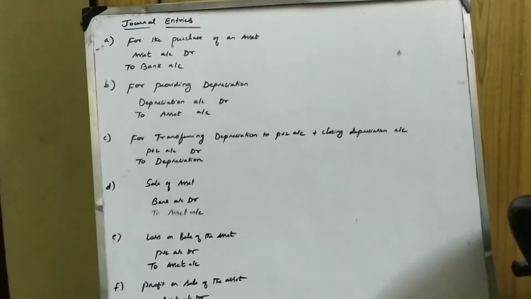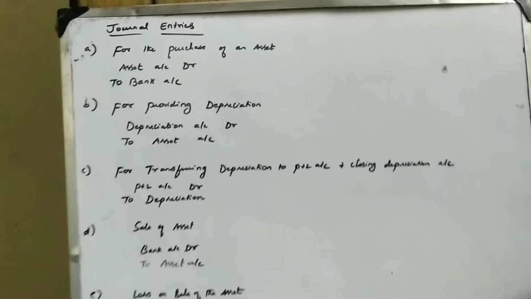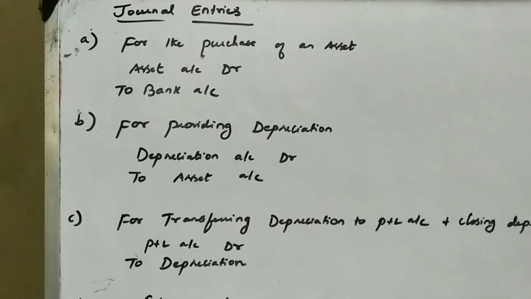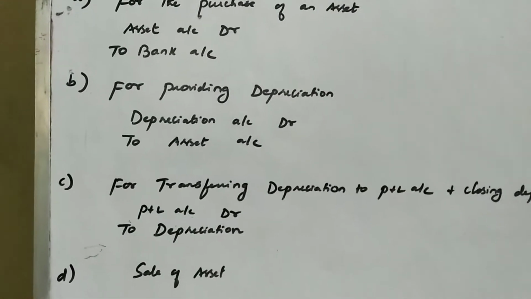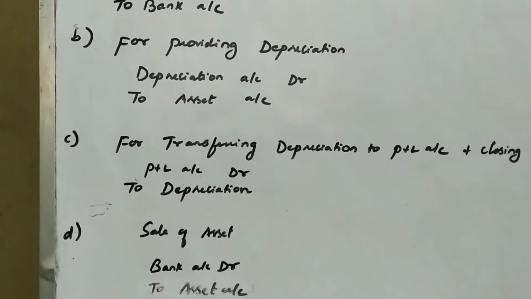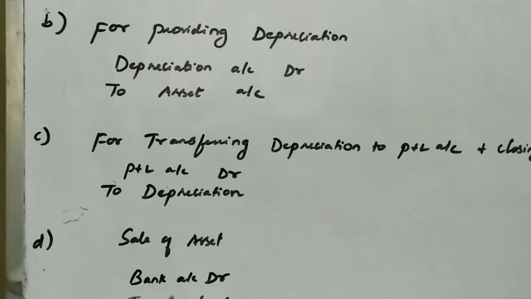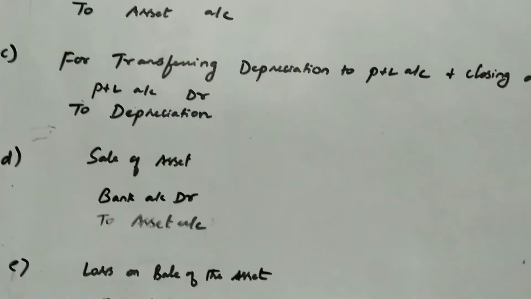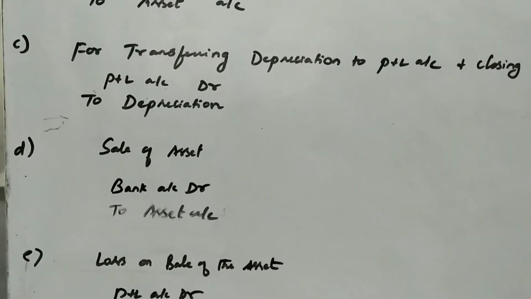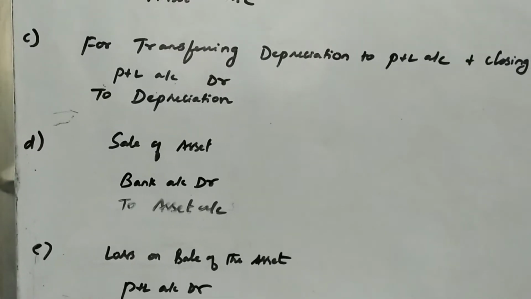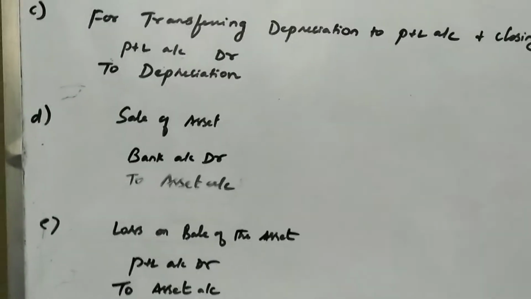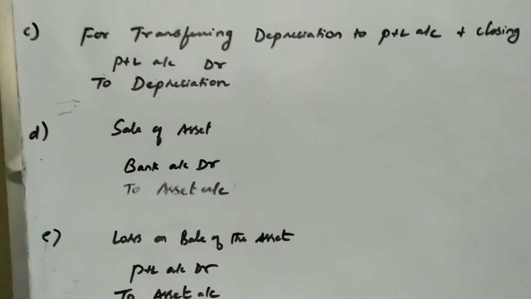recorded in the books. So first entry will be for the purchase of an asset, asset account debtor to bank account. Then the second one for providing depreciation, depreciation account debtor to asset account. Third one for transferring the depreciation account to the profit and loss account. The P&L stands for profit and loss account. So P&L account debtor to depreciation account.